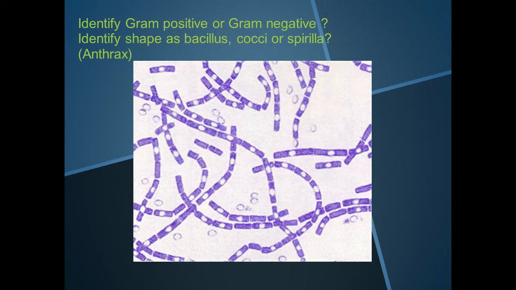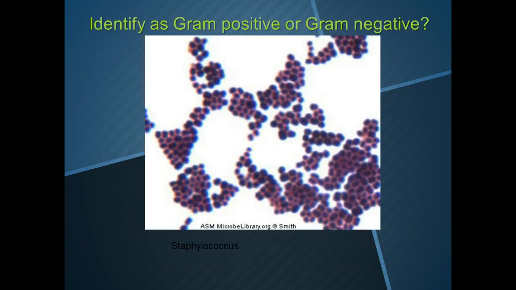Now identify this as gram-positive or gram-negative. And the shape, is it bacillus, cocci, or spirilla? And the photo you're seeing here is Anthrax. Is this gram-positive or gram-negative?